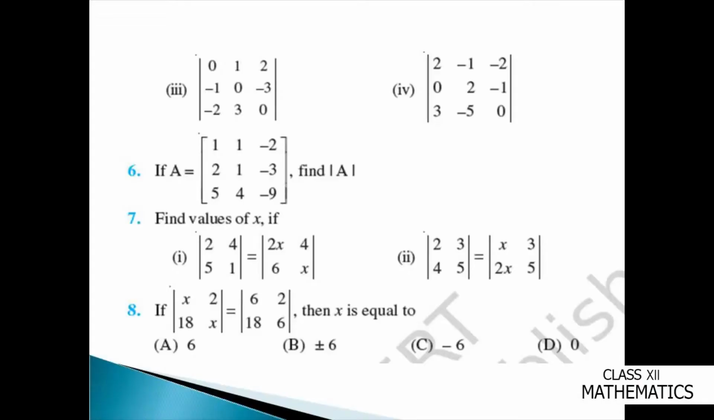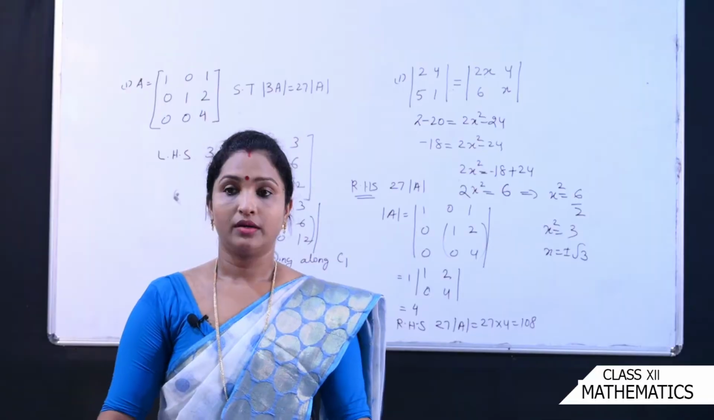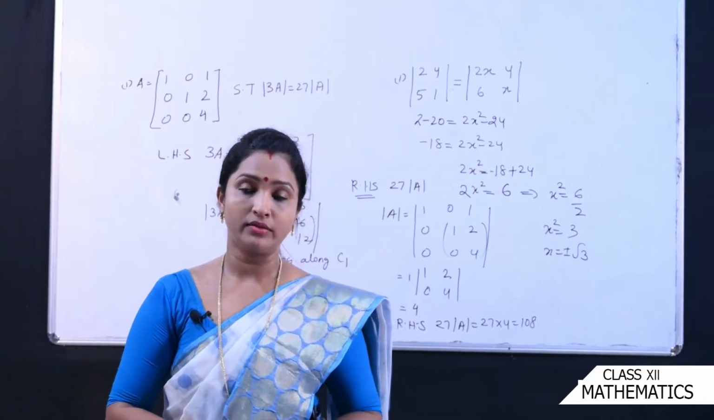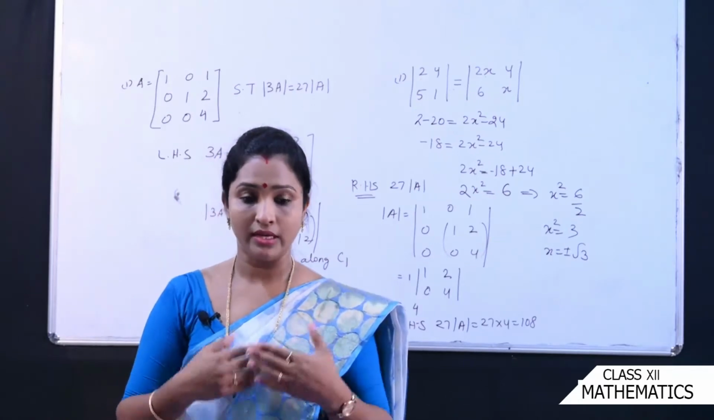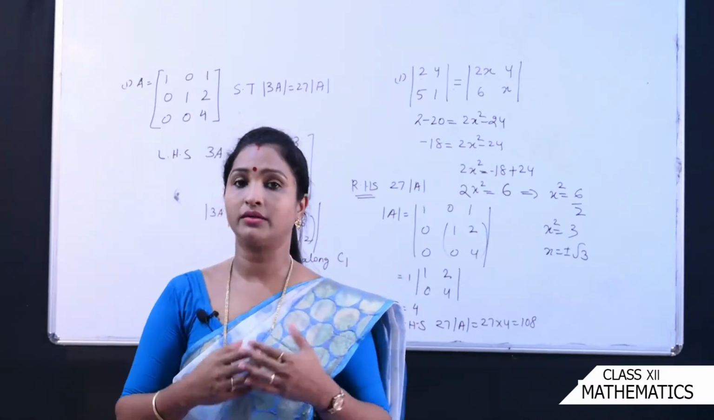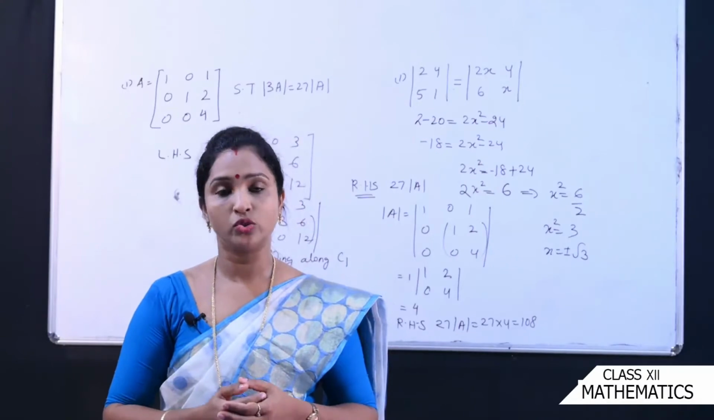Correct? Okay, so the second is also the same type, 2 3 4 5 x 3 2x minus 2x 5. In the same way you have to proceed. Just evaluate the determinant and then find the value of x. Even the 8th question is also the same type. You have to evaluate the determinant, LHS and RHS, and then find the value of x. So these are your exercise 4.1. The questions I have not discussed here, I have not done on the board, but you know how to do it. So just do it at home.